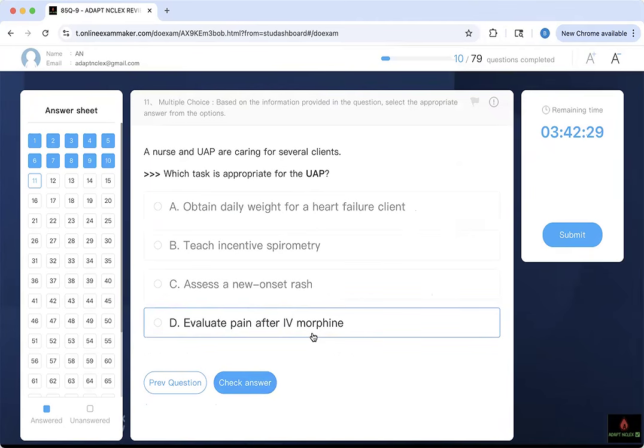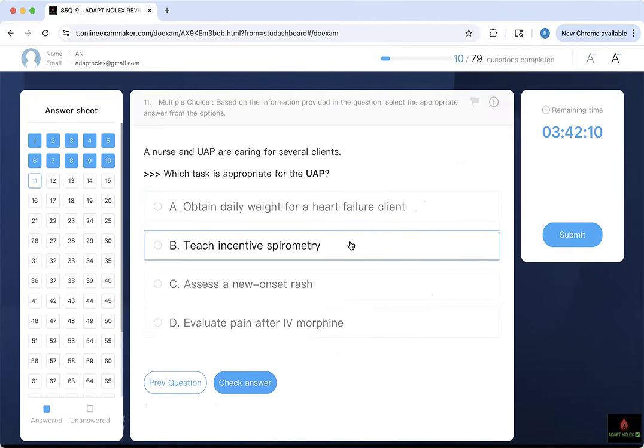And then a UAP is caring for several clients. Which task is appropriate for the UAP? Now we go to the UAP. The strategy for the UAP: anything that does not require thinking, and ADLs. So if you see ADL, pick it. Anything that does not require thinking, that means no assessments, no evaluation, no teaching, nothing like that.